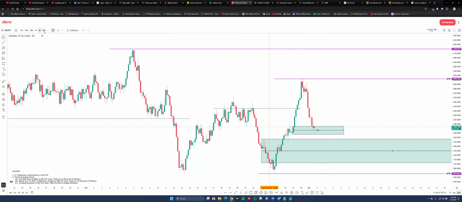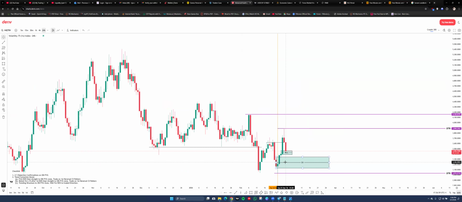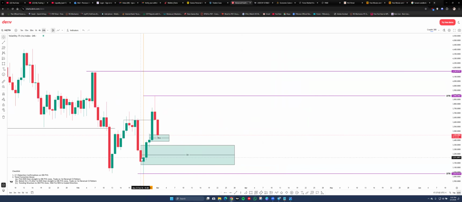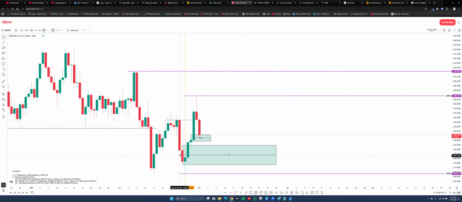Ultimately, if you see on the daily, we have this point here, this order block here. So for the market to come back and tap us in on this order block, this is still a valid point or a valid area, right?